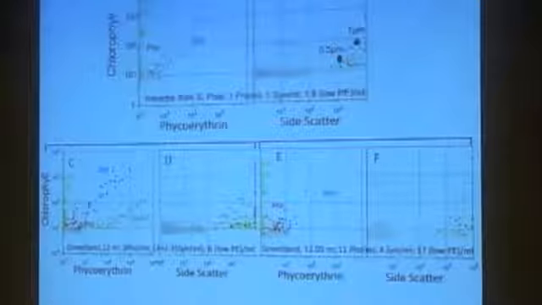It's in fact a spike of many, many cells that have almost no phycoerythrin, mostly chlorophyll, and yet they are Prochlorococcus. So forget about that.